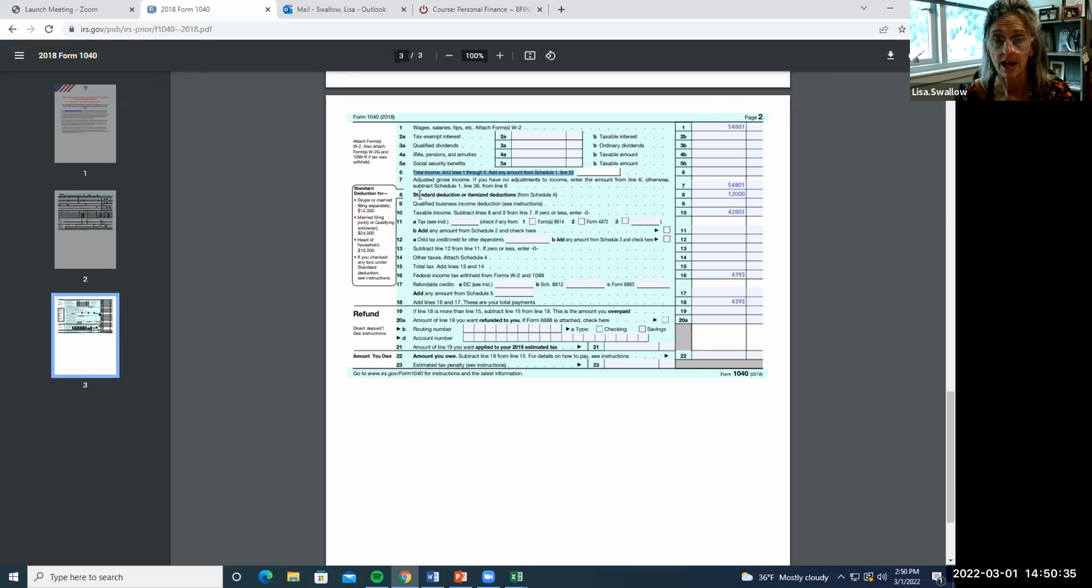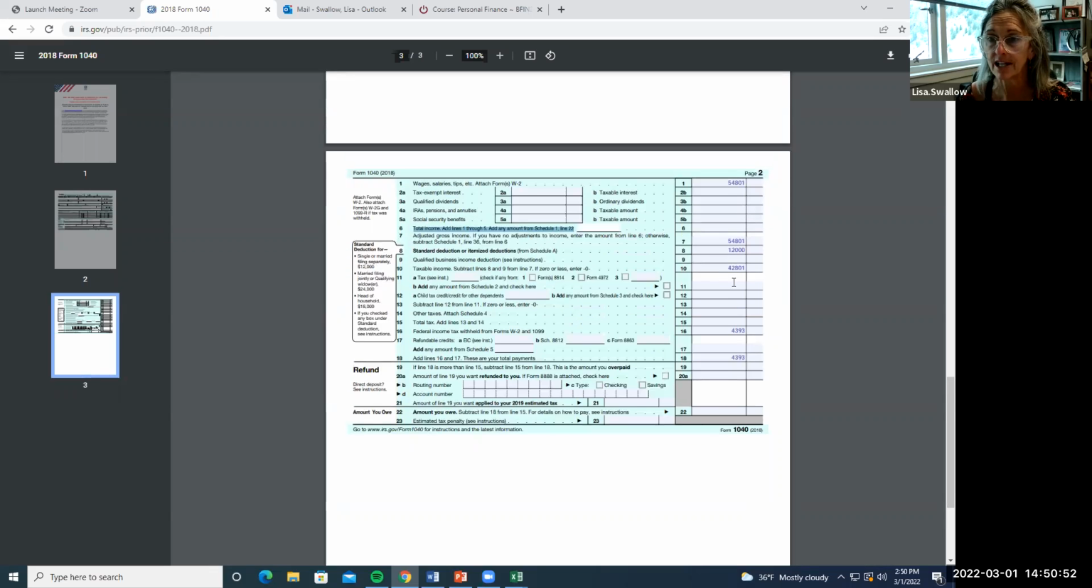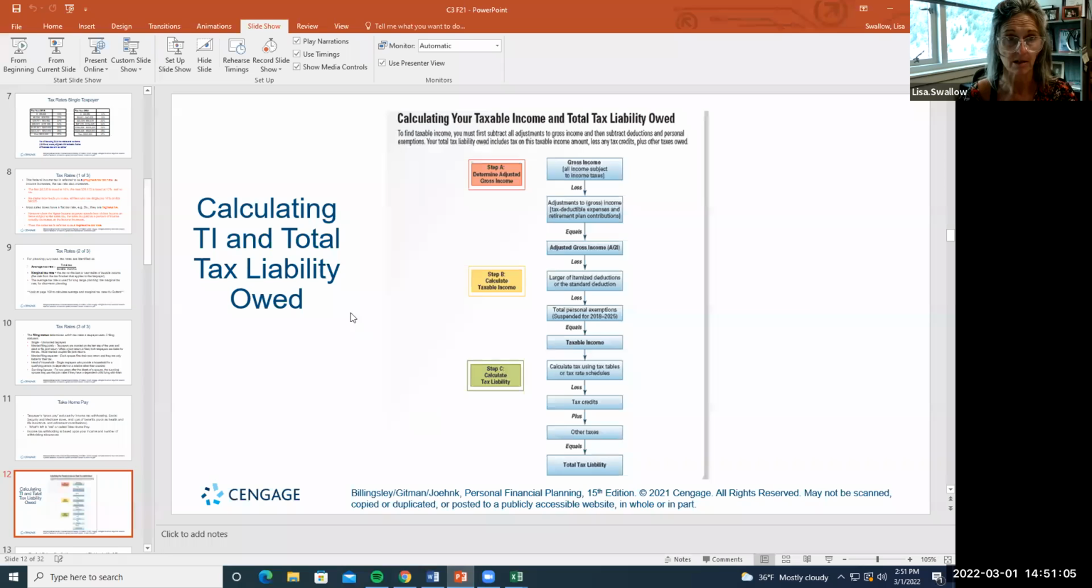Now, line 8, standard deduction, and it tells you over here what they are. Therefore, TI, $42,801. Now I'm trying to calculate line 11. What's her tax? I go to the tax tables on the PowerPoint slide. Yes, you do calculate the taxes you did at the beginning of the Zoom. Yep.